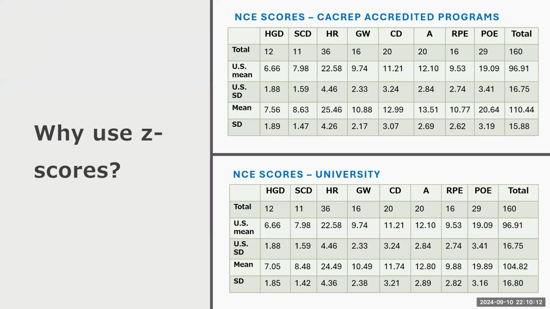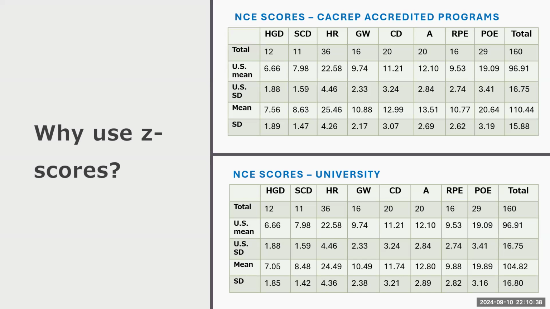So why do we even need these, right? Well, here I have an example for you of two sets of NCE scores, the National Counselor Exam scores. One of these sets of the scores represents the NCE average scores for all CACREP accredited programs. And the bottom one represents the specific NCE scores of a particular university.